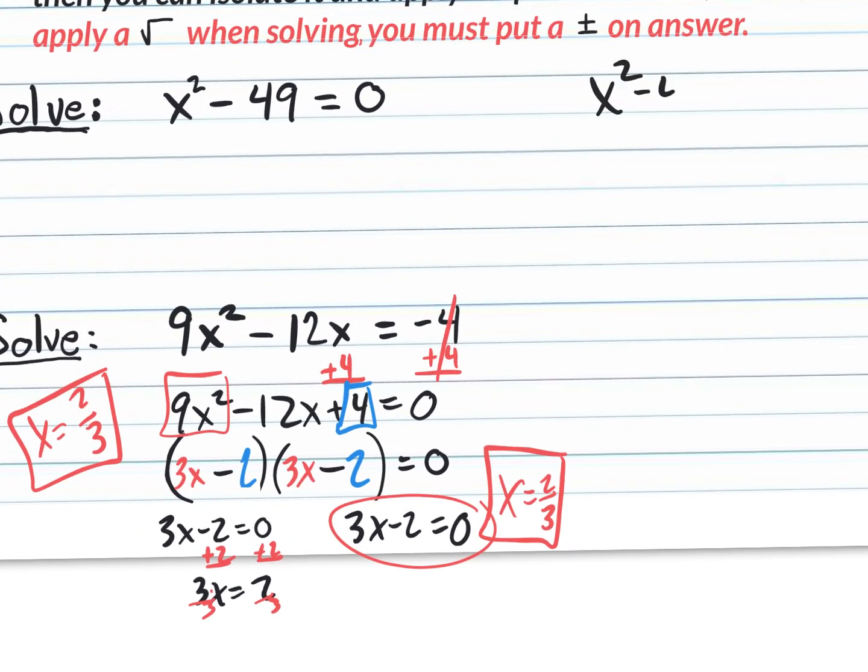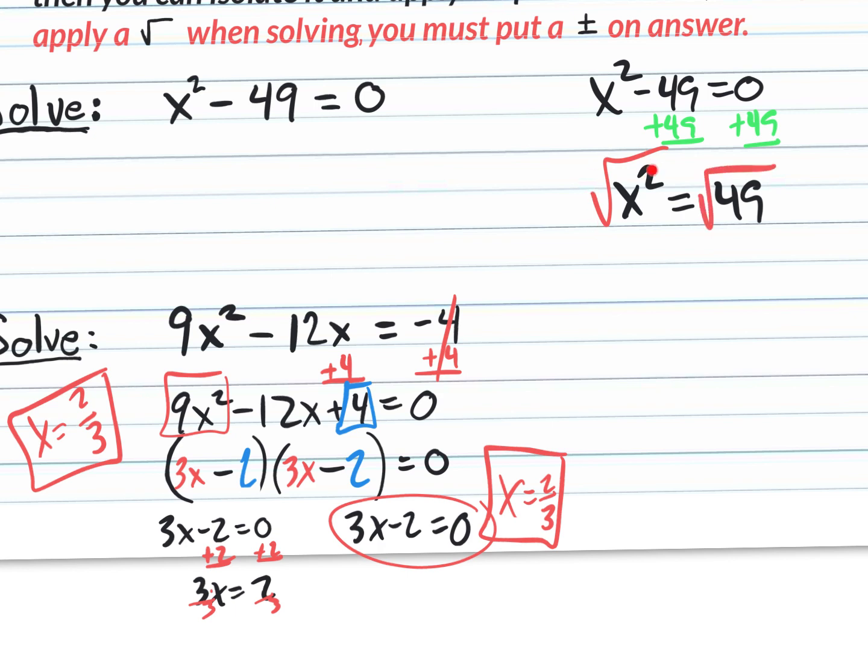X squared minus 49 equals 0. I'm going to isolate the x by adding 49. Adding 49, I'll end up with x squared equaling 49. I could get rid of the square by applying the inverse operation of a square, the opposite of a square, which is a square root. And when you do it to one side, you do it to the other side.